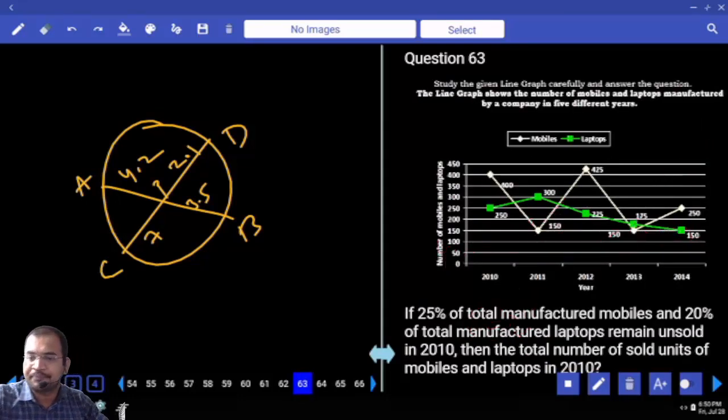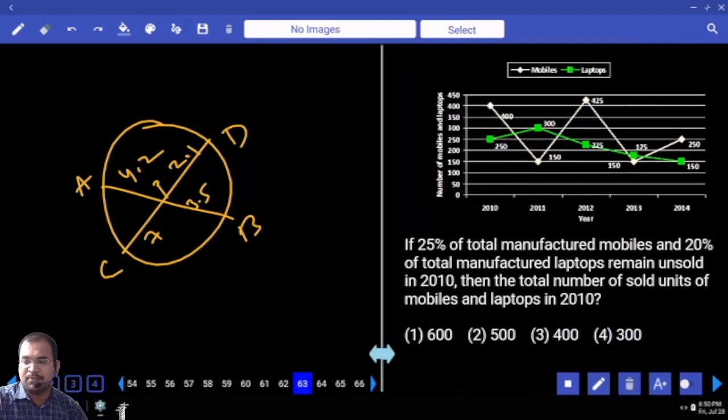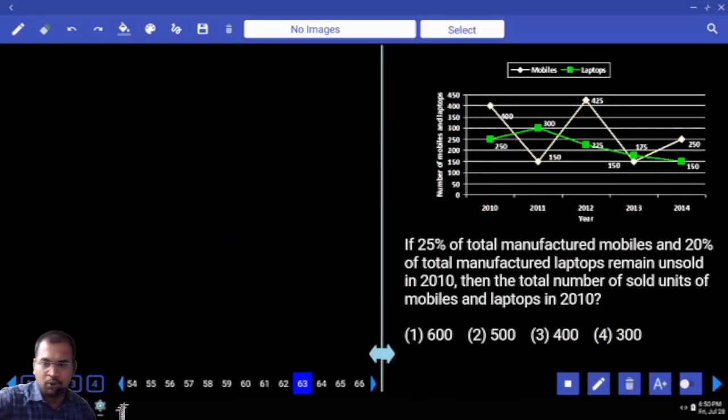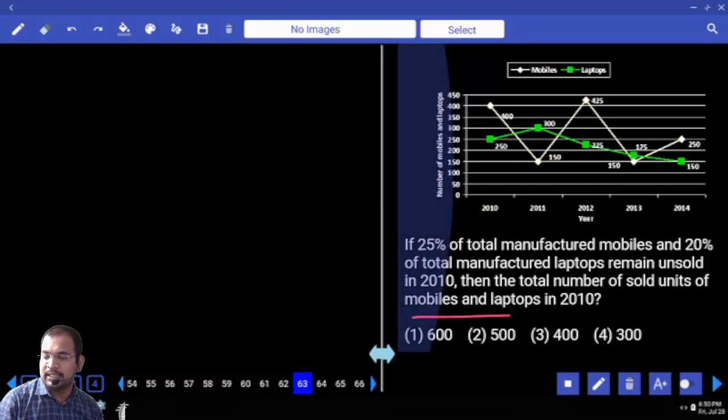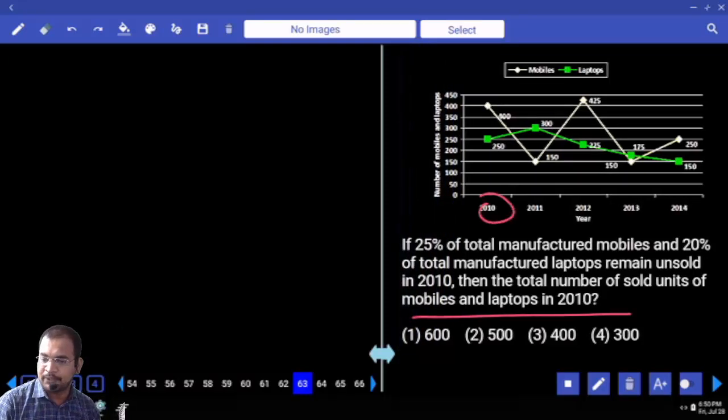Next DI. Mobiles and laptops. Okay, no problem at all. So, mobiles and laptops. If 25% of the manufactured mobiles and 20% of the total manufactured laptops remain unsold in 2010, what are the number of sold units of mobiles and laptops in 2010? So, first of all, 2010. Okay, 2010. This is the 2010 data.